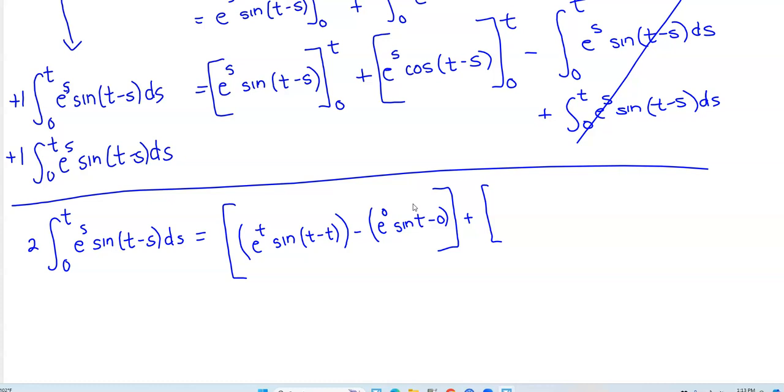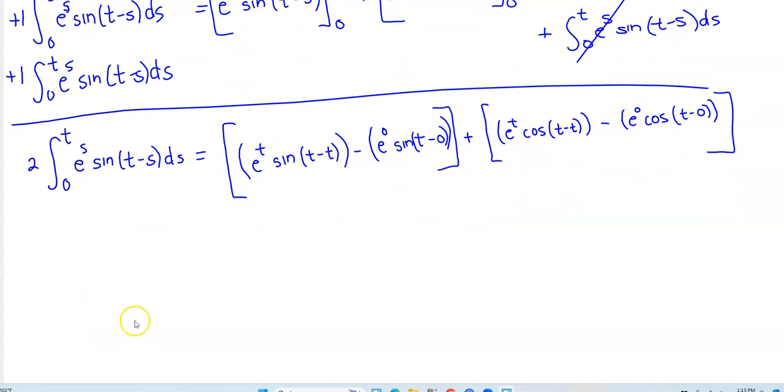plus e to the t times the cosine of t minus t, minus e to the 0 times the cosine of t minus 0. Okay, so let's go ahead and continue. So we have 2 times the integral from 0 to t of e to the s times the sine of t minus s ds.